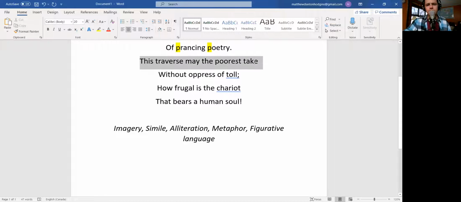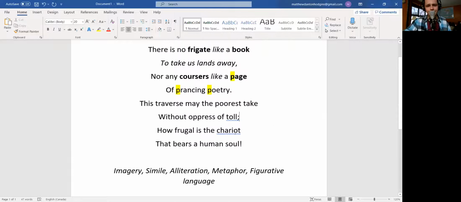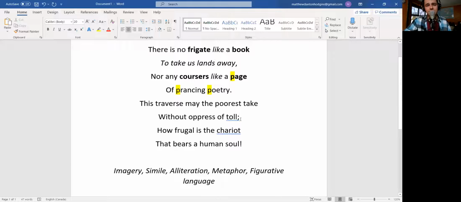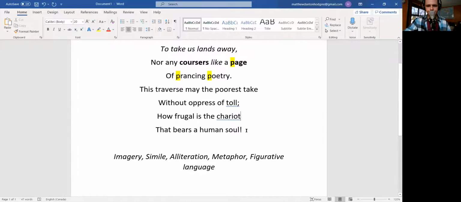So this traverse may the poorest take without oppressive toll. So basically the poet is telling us, you do not need to spend any money to take this long voyage, right? No matter how poor you are, you can still do this trip, this long discovering, exploring voyage without having to spend a dime. I mean, I would perhaps disagree just a little bit because you do have to buy the book. I suppose you could borrow it from a library, but in general, the idea is without spending thousands and thousands of dollars, you can go lands away, right? You can prance off on your courser. You can take to the sea in your frigate, for instance. So that's a really interesting message and a really good point.